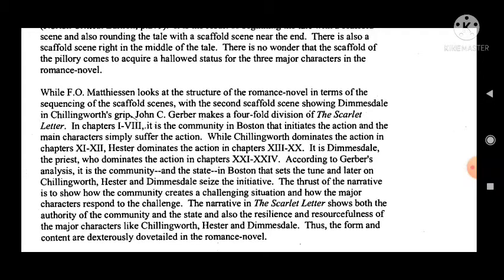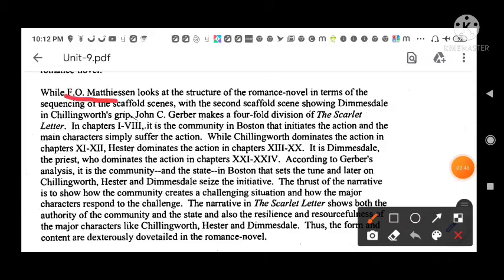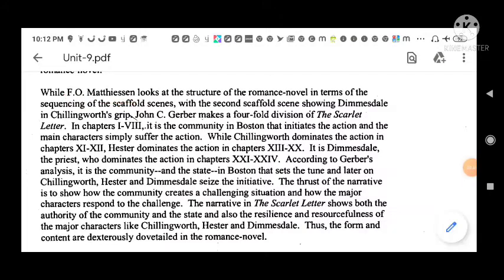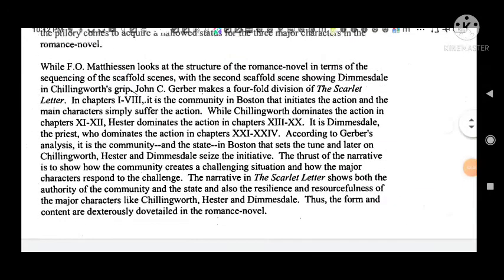While F.O. Matthiessen, spelled M-A-T-T-H-I-E-S-S-E-N, here is the main key point. Okay, you can note it down. F.O. Matthiessen looks at the structure of the romance novel in terms of the sequencing of the scaffold scenes, with the second scaffold scene showing Dimmesdale in Chillingworth's grip.